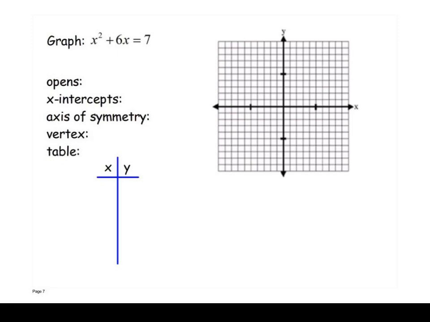To graph the equation x squared plus 6x plus 7, we first need to get it into standard form. So to do this, I'm going to minus 7 from both sides. And that gives me x squared plus 6x minus 7 is equal to y. My next step is to get it into the intercept form.